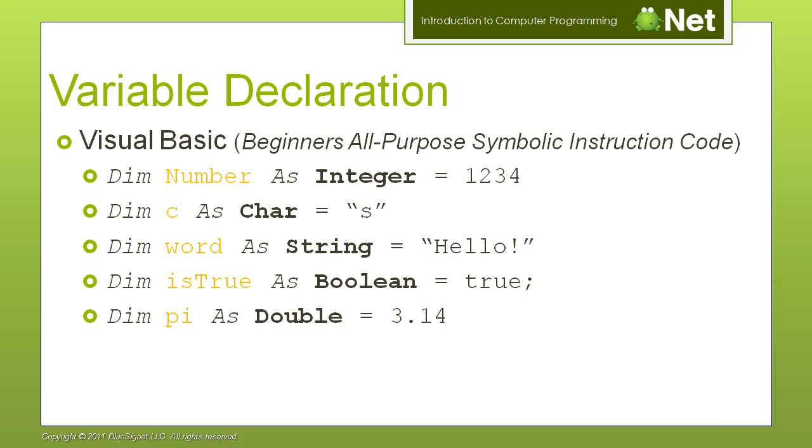And how much space? Well, it depends on the data type. An integer requires 32 bits. So it's redundant. You have to just type dim. It's not dim sum. It's just dim. So dim C as char, equal to single quote. Well, I think it's double quote. I think it's double quote in VB.